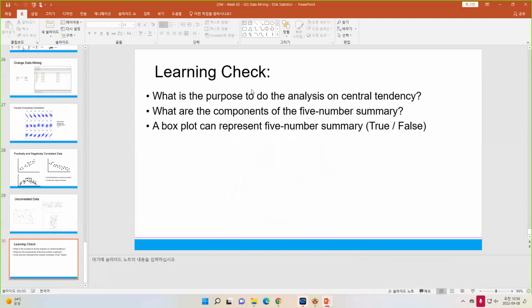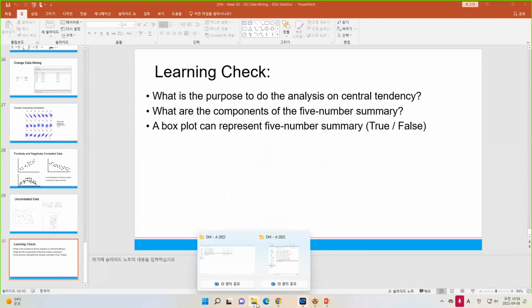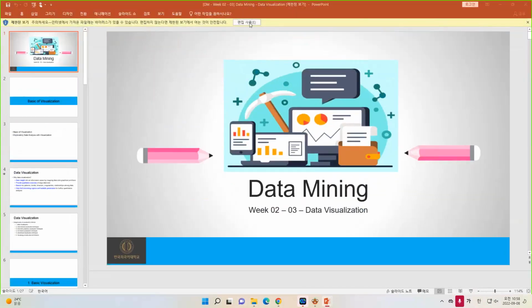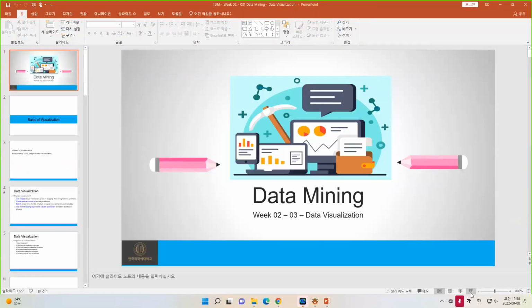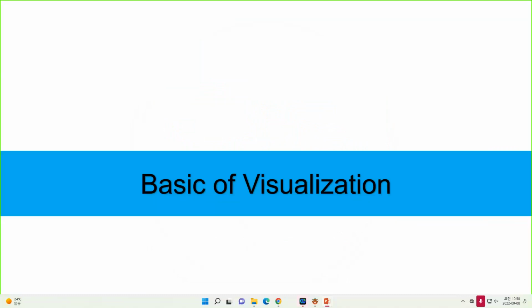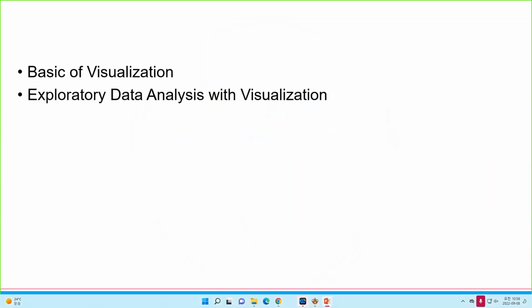So this is the end of the first PowerPoint. Let's go to the second PowerPoint. In this slide, I think I will make it quick, because some parts are just to show you the data visualization. So we are going to see the basics of visualization and some exploratory data analysis with visualization.